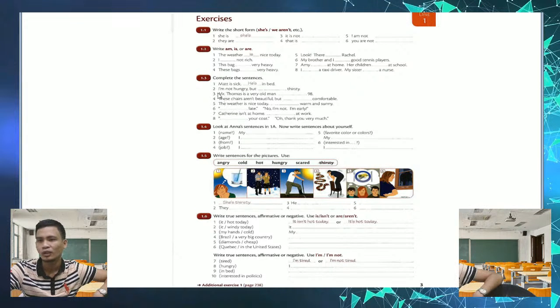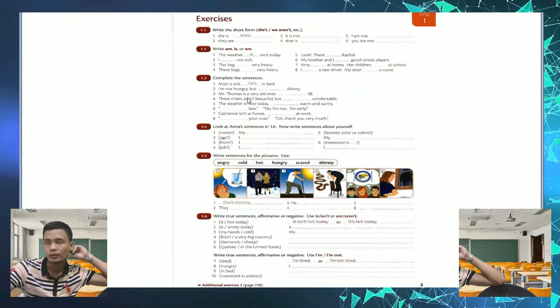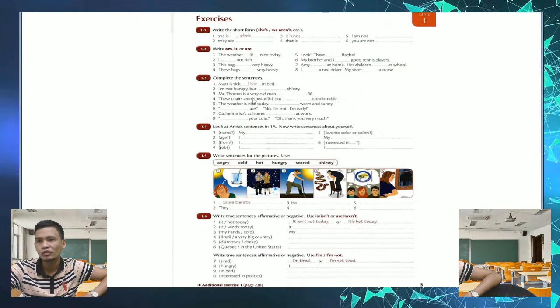Number 3. Mr. Thomas is a very old man. Blank 98. So what do you think is the answer? The correct answer for number 3 is, Mr. Thomas is a very old man, he's 98. That's the short form of "he is". So, he is 98.